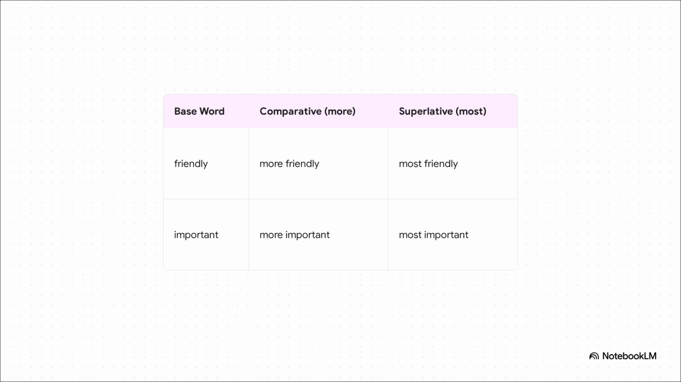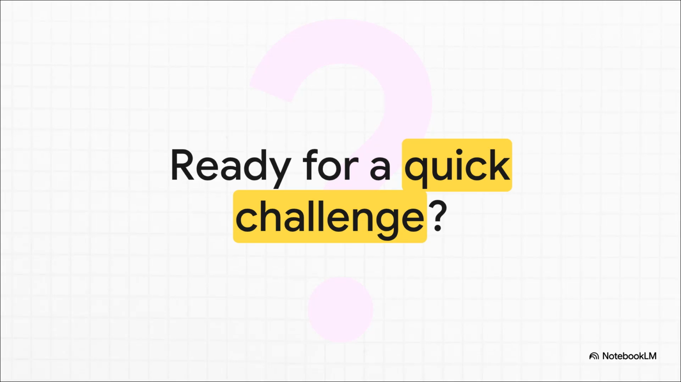Let's look at a couple of examples. Can you imagine saying importanter? It just sounds clunky, right? It doesn't roll off the tongue. That's exactly why we use these helper words. Friendly becomes more friendly, and important becomes more important. And to find the top one, it's most friendly and most important. Easy.